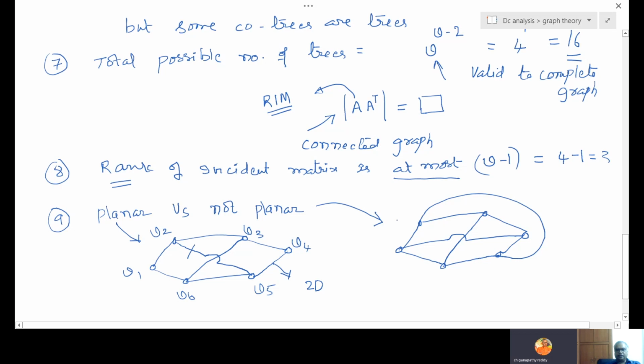Non-planar is like a 3D. This is like a 3D picture. If there is a flyover, you have to go up and down. Right? The third dimension is also added. These 3D networks will not have a dual. No dual. But planar has a dual. Every network, you can't get a dual network. For all planar you can find a dual, but if it is non-planar, you can't get the dual.